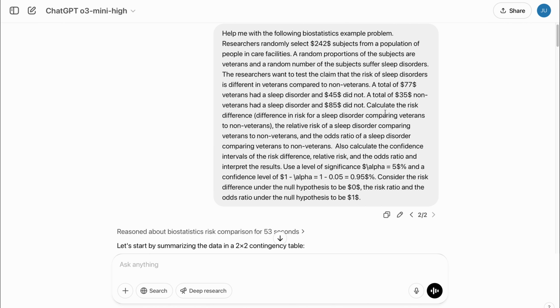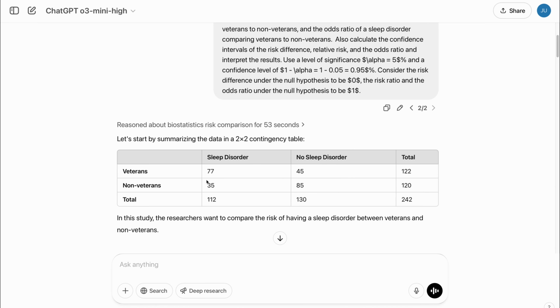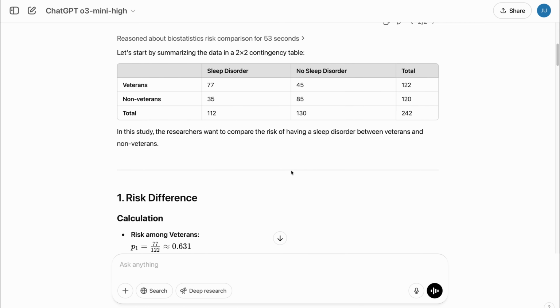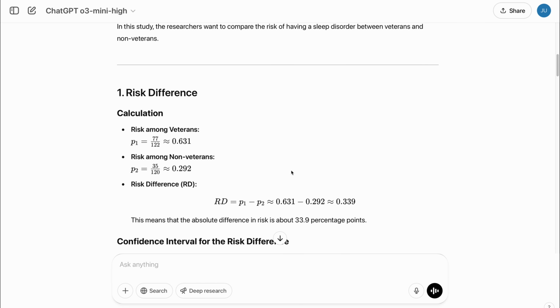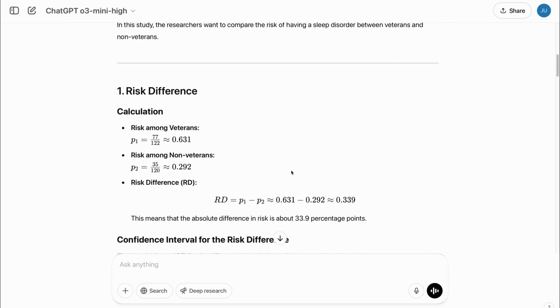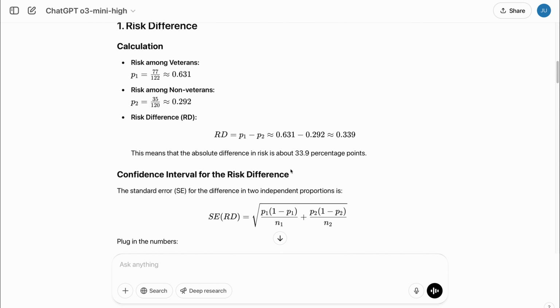We were given these joint frequencies, like 77 veterans had a sleep disorder and 45 did not, and we see the 77-45, so that's great. It starts with a risk difference, and it works out these two risk differences. It works out our probability of sleep disorder given a veteran and probability of sleep disorder given not a veteran. So it works out the risk difference, same as we got, 33.9 percentage points.